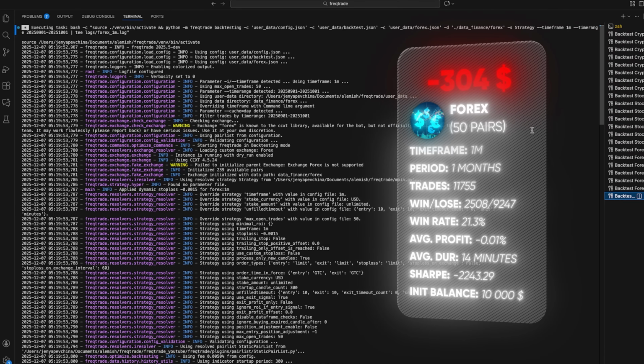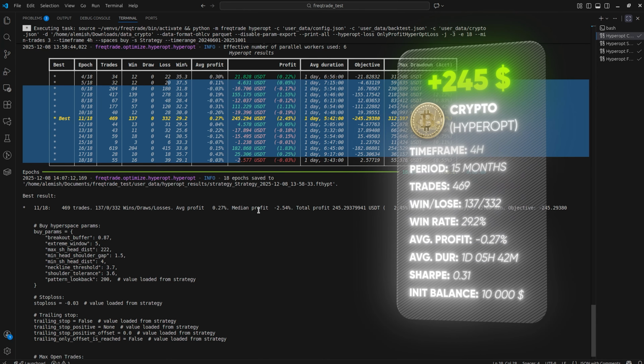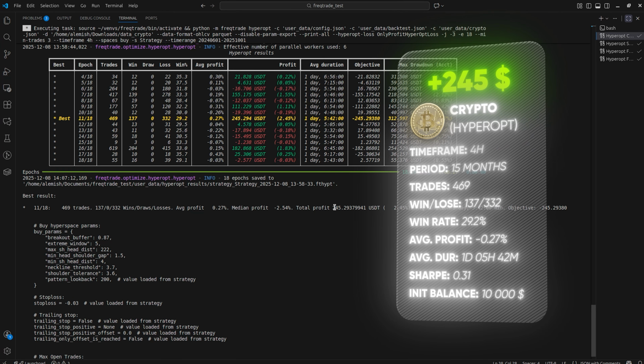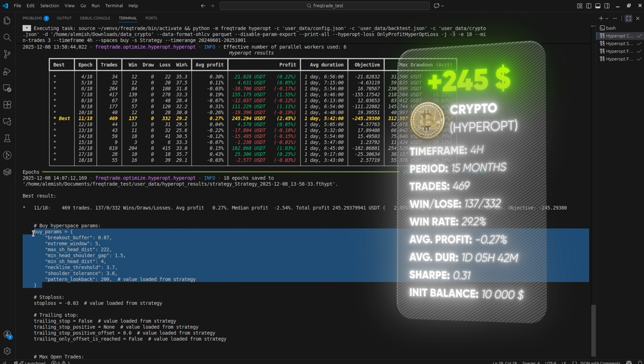Now let's get to the results of hyperparameter optimization. As always, you can see the command that I use here on top, and we are starting with crypto market 4 hours time frame. Here are some outputs, and our best profit is $245. That's quite an improvement. And here are best parameters.